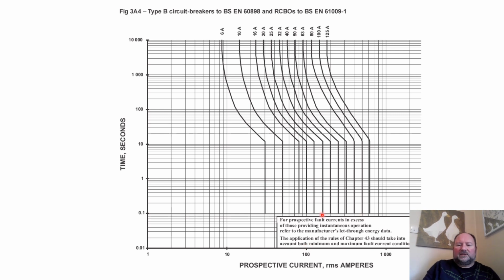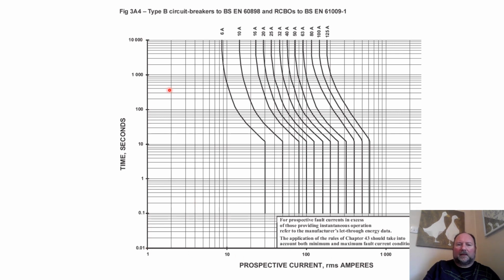Now, for some reason, BS 7671 decided to put this text box here, which completely obscures the bottom part of the graph. Thanks very much for that. So if you're trying to read something like, say, 400 amps, you can't see where the bottom of the line is. You're going to have to read it across up here. So that's about the scale.